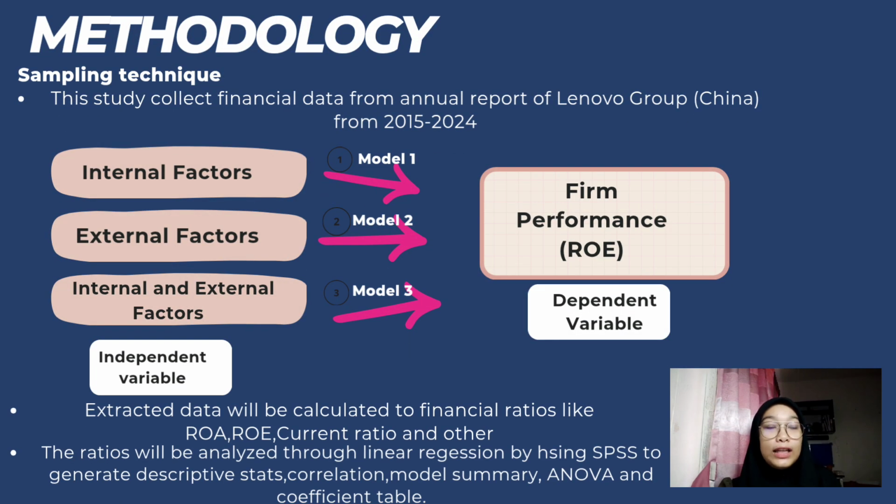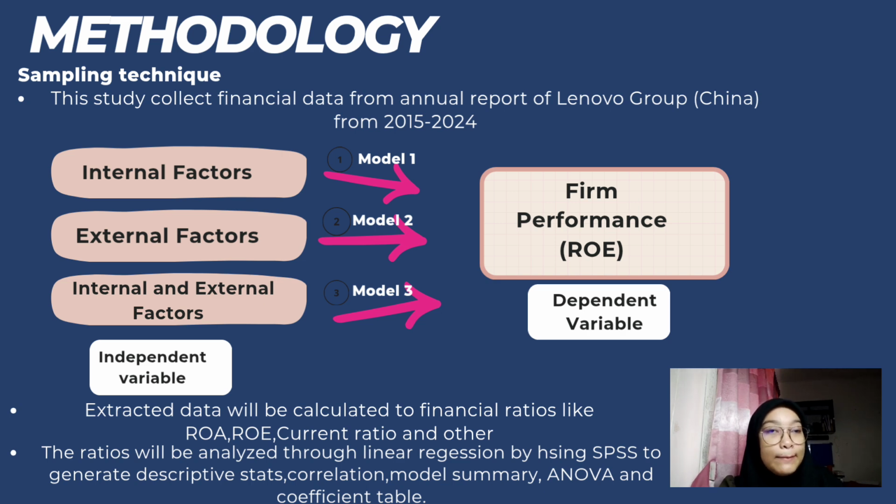For this slide, I will explain the methodology used in this study. Firstly, we use a sampling technique, using financial data collected from the annual reports of Lenovo Group in China for a 10-year period from 2015 to 2024. The study tests three main models, which involve dependent variables and independent variables. Model 1 focuses on internal factors only. Model 2 focuses on external factors only, while Model 3 is a combination of internal and external factors.